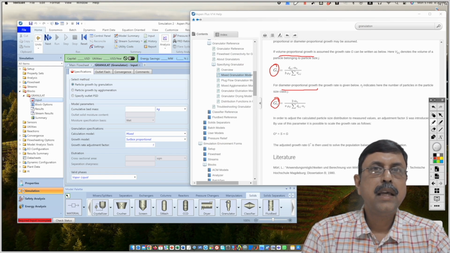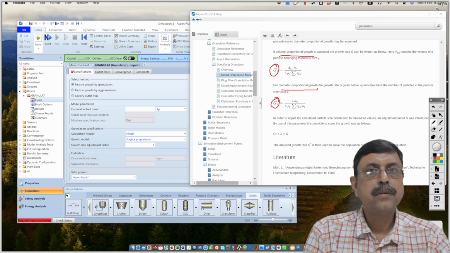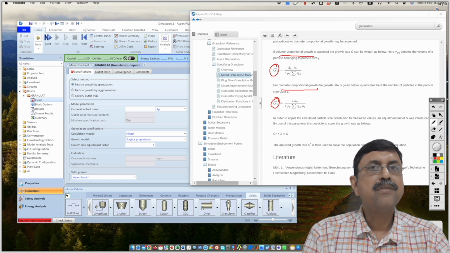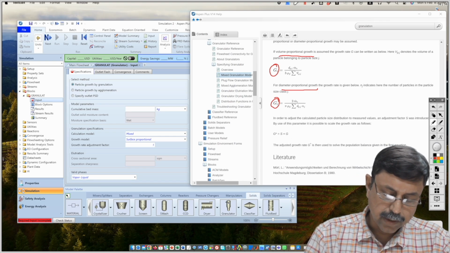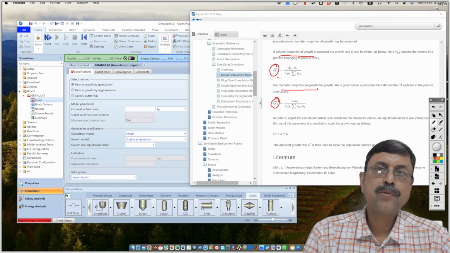For instance, if it is from 0 to 20, then the size class will be 1. 20 to 40, it will be 2. 40 to 60, it will be 3, and so on. The interval might be different for different cases, but that's exactly what we mean by size class. And this size class will be different for the inlet particles and outlet granules. Outlet granules will obviously be of higher size. So in this case, i refers to the outlet and j refers to the inlet.